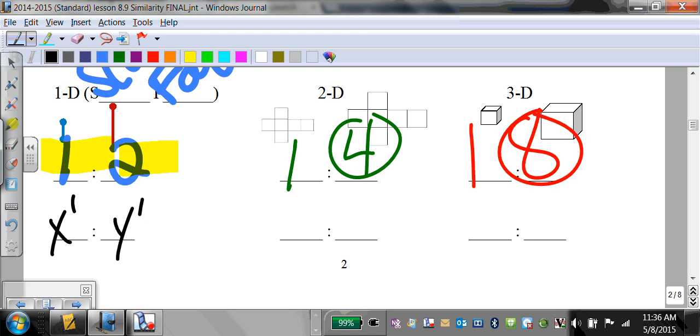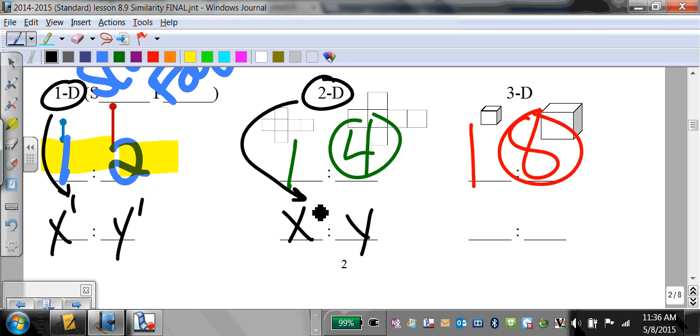Repeat after me. Say, change dimensions, change exponent. Change dimension. Change exponent. So in the first dimension, it's like saying X to the first, Y to the first. In the second dimension, we change our exponents, X to the second, Y to the second. Okay, so what's 1 times 1? What's 2 times 2? 4. Bingo. When you change dimensions, you change exponents.